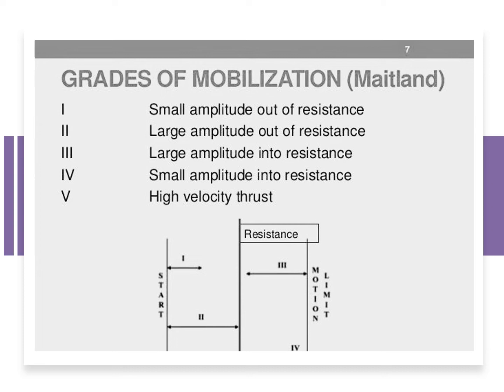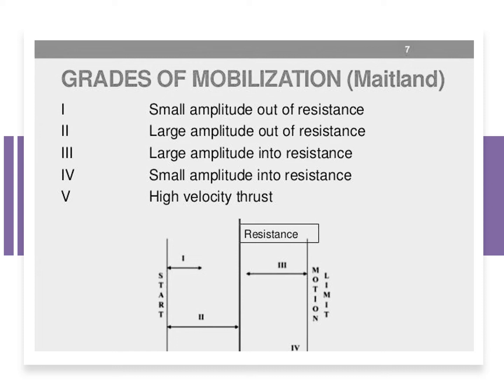Grade 2 is the amplitude is large. You can see the arrow, the grade 2 arrow. The amplitude is large now. And you are just touching the resistance and coming back. You touch and come back. You're going down, you're coming back. You're not going into the resistance at all.